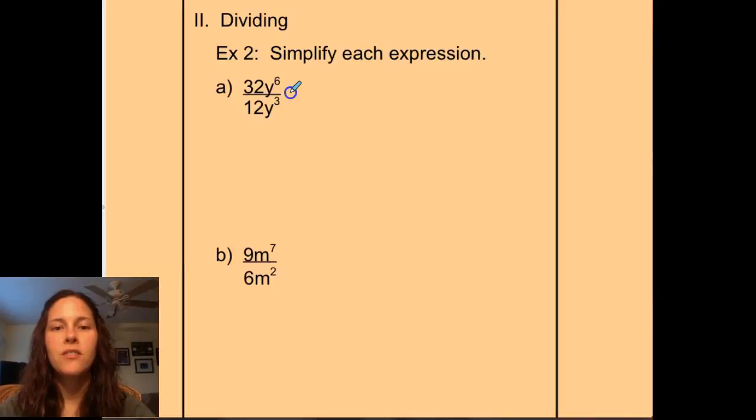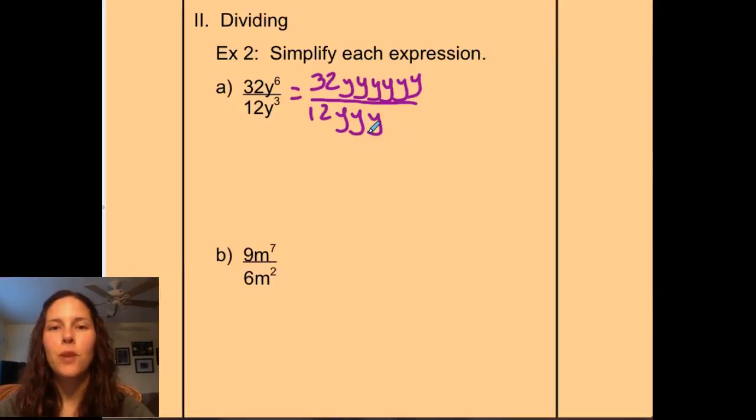Now we're going to look at our dividing rules. We're going to do the same thing and write this out the long way. We have 32 times 6 y's all over 12 times 3 y's. This time, instead of combining our y's, we're going to cancel our y's. Y divided by y cancels to 1.